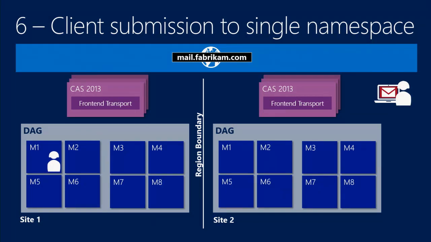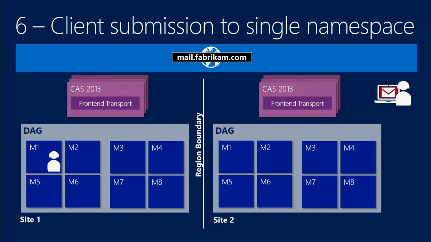So I have, let's call her Mary, who happens to be jet-setting around the world and happens to be in Site 2 for her environment. Her mailbox is actually located in the DAG that's located in Site 1. We are sharing the namespace across these 2 sites. So mail.contoso.com or mail.fabricam.com can resolve to either one of the CAS in Site 1 or Site 2.